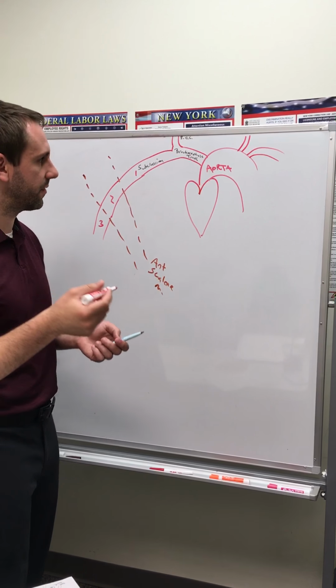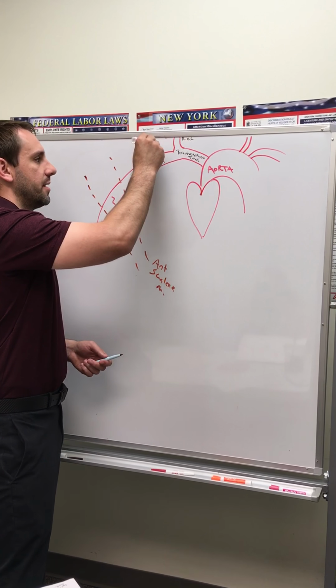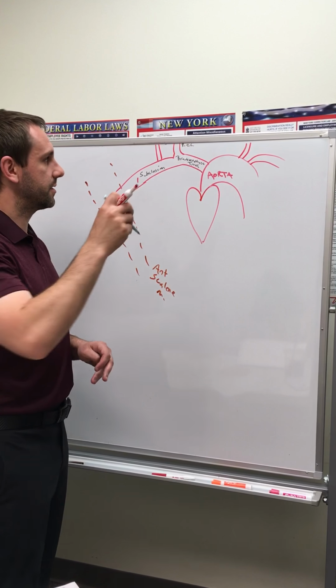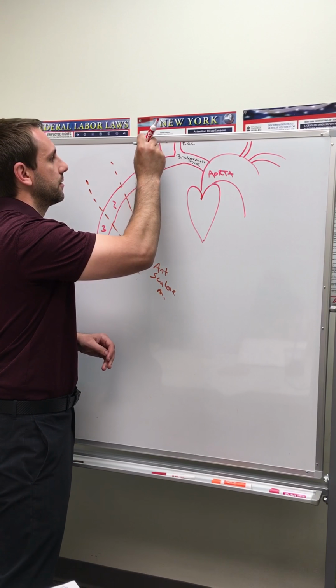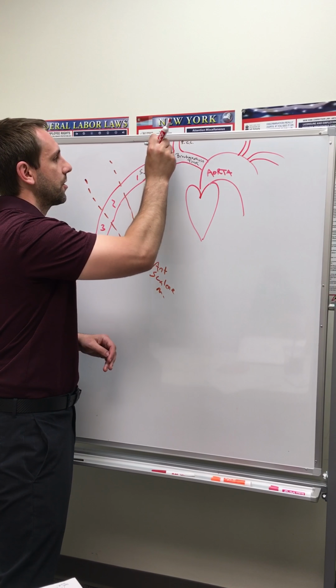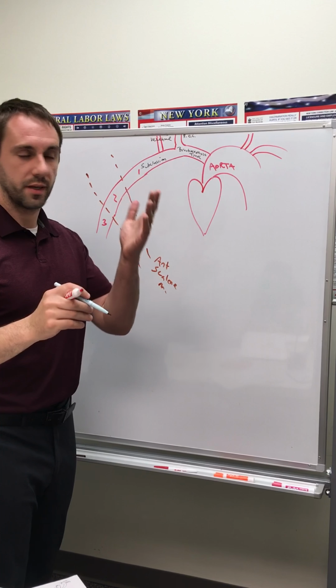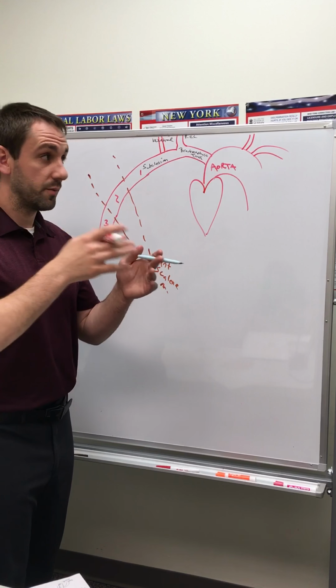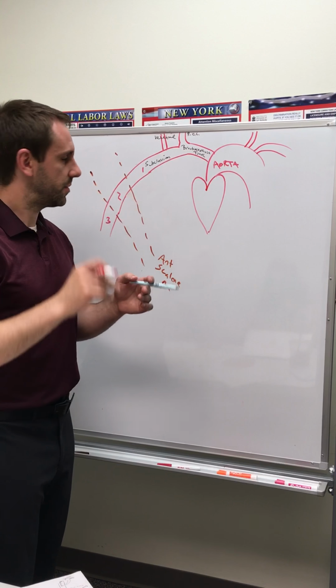So the first branch off of the subclavian artery ascends in the transverse foramen of the cervical vertebrae, C1 through 6, and that's the vertebral artery. Vertebral artery is going to be a big blood supply to the brain, and so it's going to enter the foramen magnum and combine with the vertebral artery on the other side to form the basilar artery.